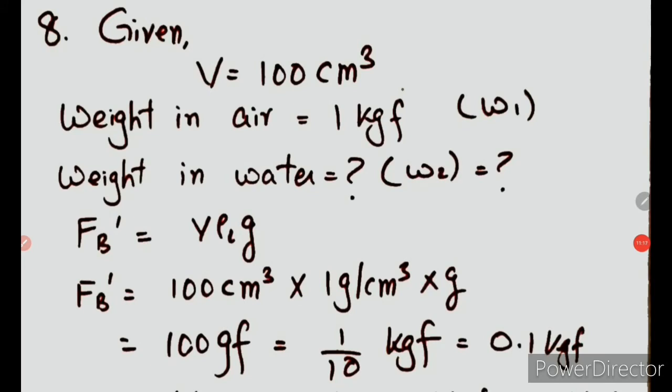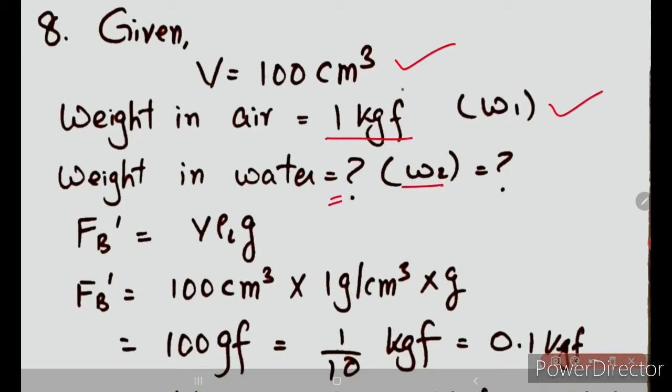The volume given to us in question number 8 was 100 centimeter cube. Weight in air, that is W1, should be 1 kgf according to the question. Now weight in water, that is W2, we don't know, because we can calculate the relative density by using the formula W1 upon W1 minus W2, which we don't have right now. This W2 we don't have.